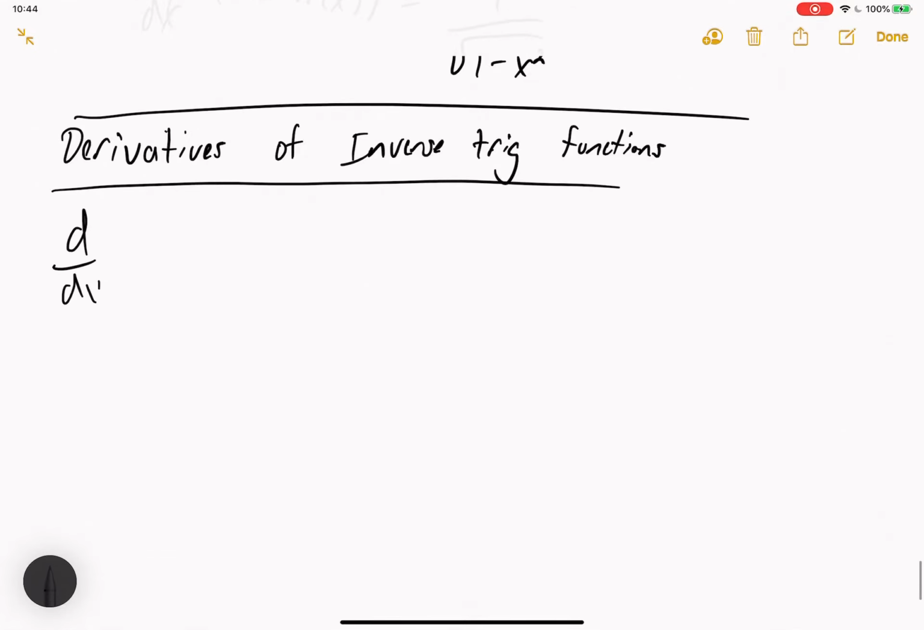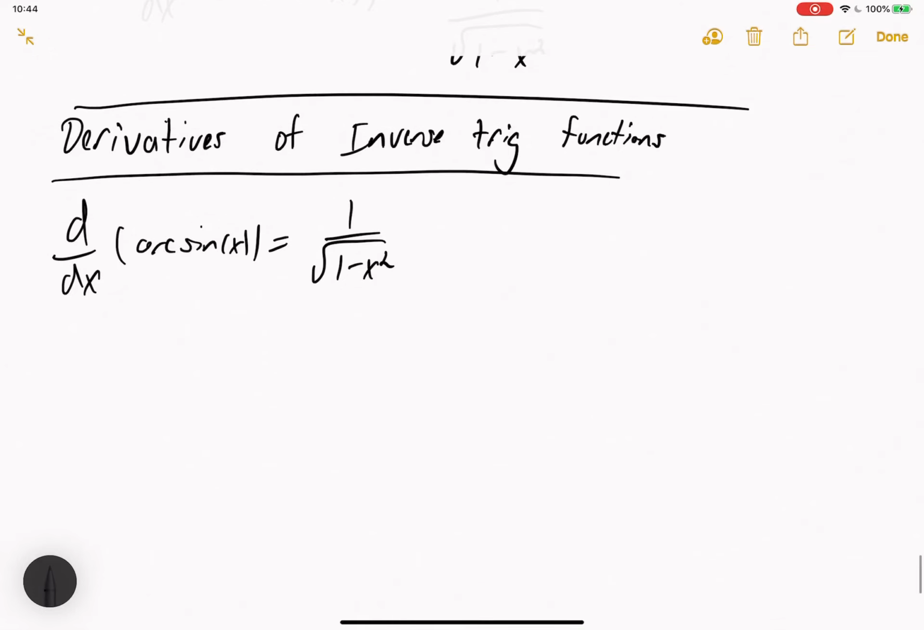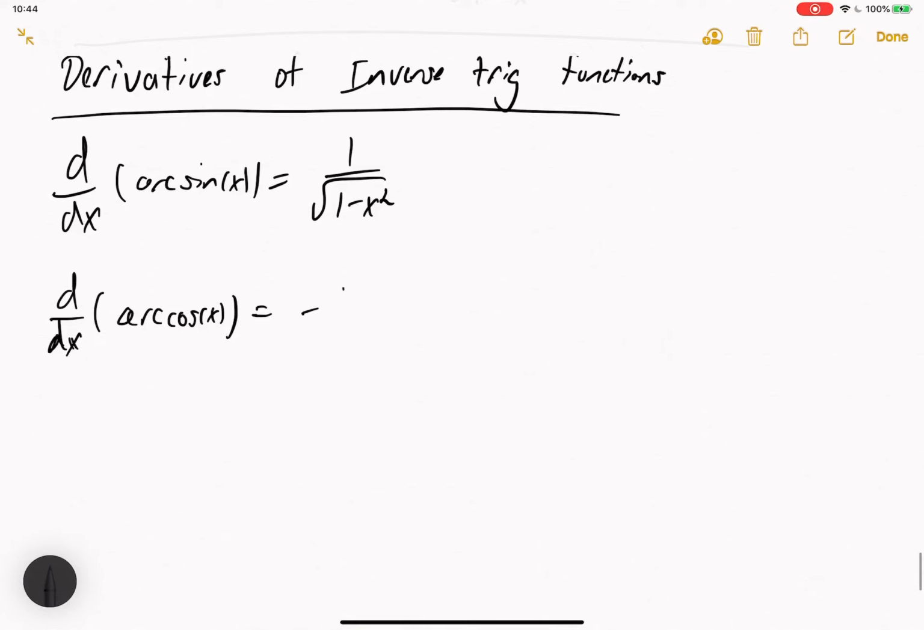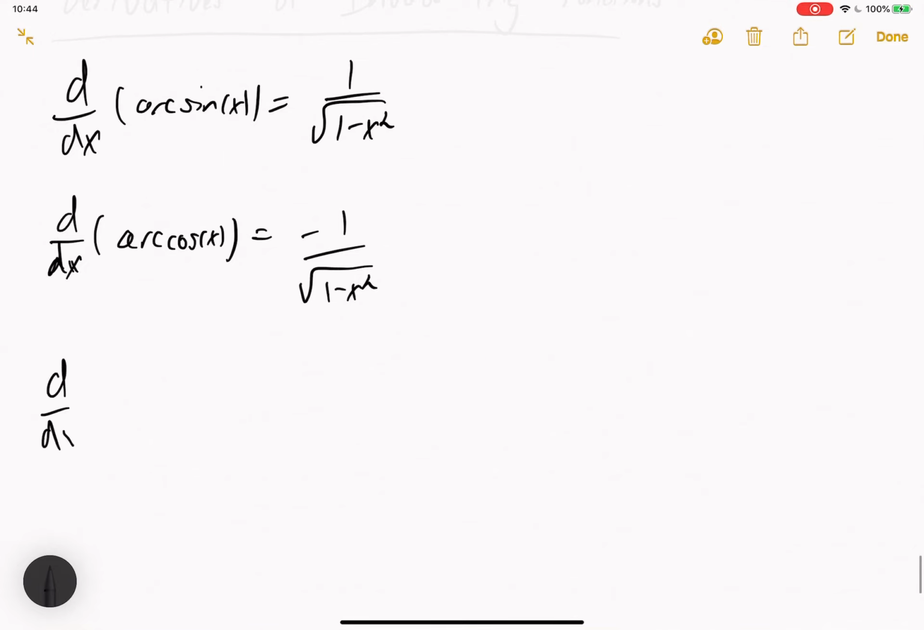So, what we said: d/dx of arcsine of x is equal to 1 divided by the square root of 1 minus x squared. d/dx of arc cosine of x is going to be pretty similar, but instead of positive, now it's going to be negative. So now the negative of 1 divided by the square root of 1 minus x squared. Negative. d/dx of arctangent of x is just going to be 1 divided by 1 plus x squared.